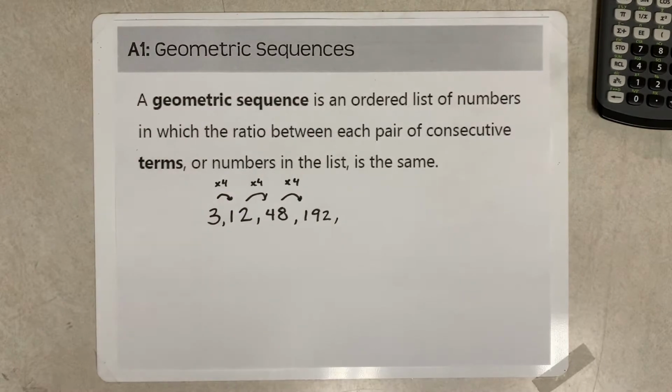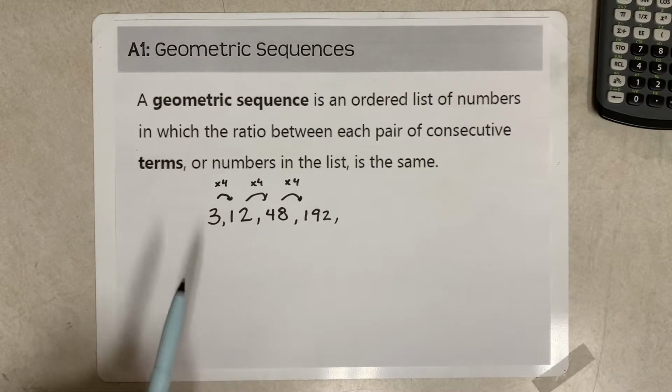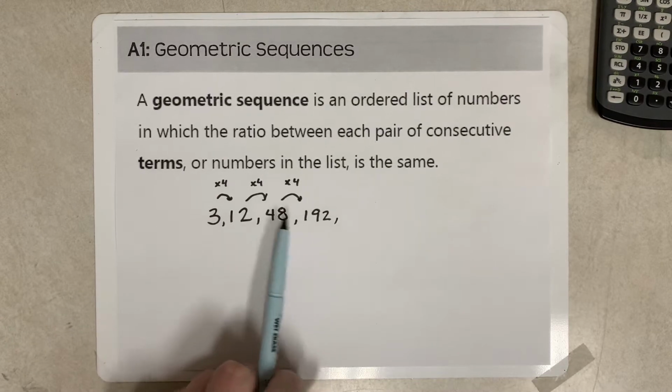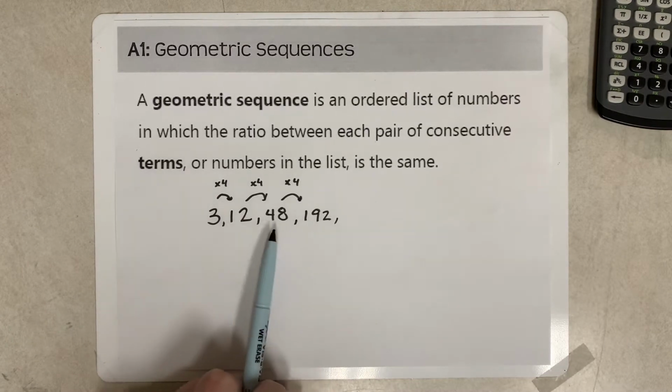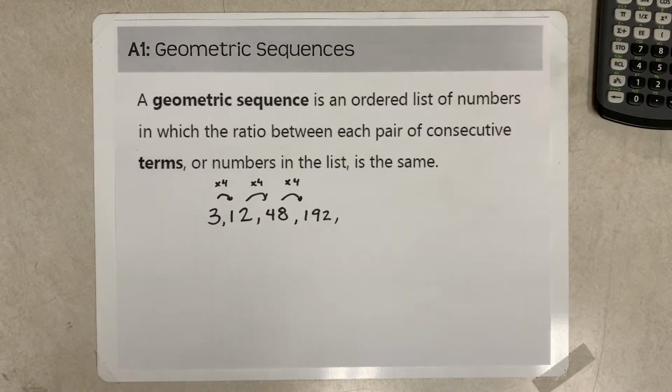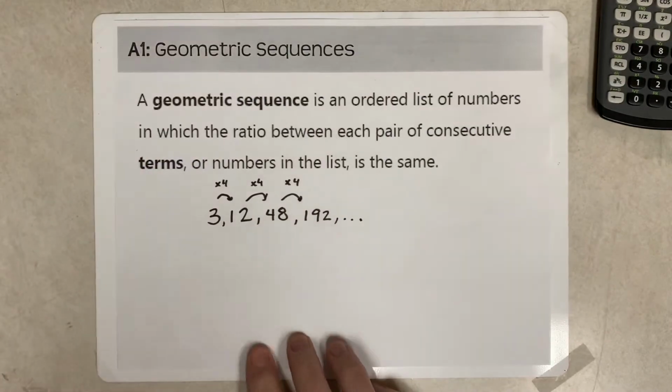And now what's happening is we're making a sequence where the ratio between each pair of consecutive terms or numbers is the same. 192 divided by 48 is 4. 48 divided by 12 is 4. 12 divided by 3 is 4. And that's how you make a geometric sequence.